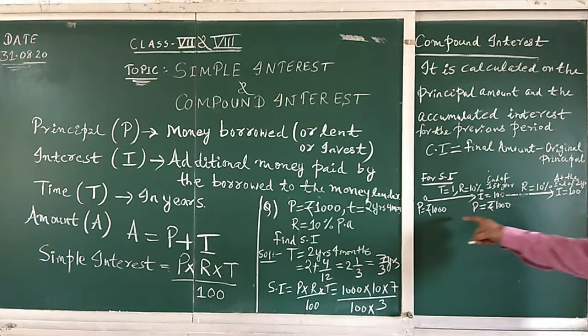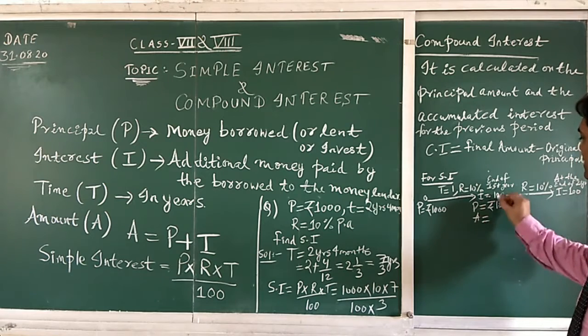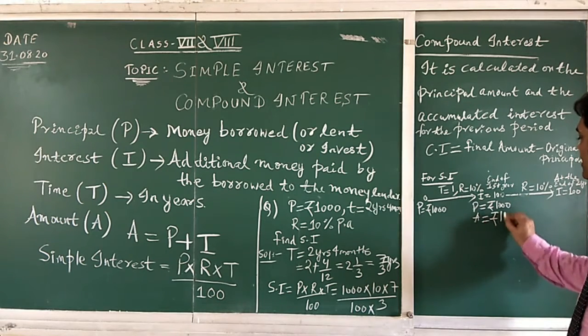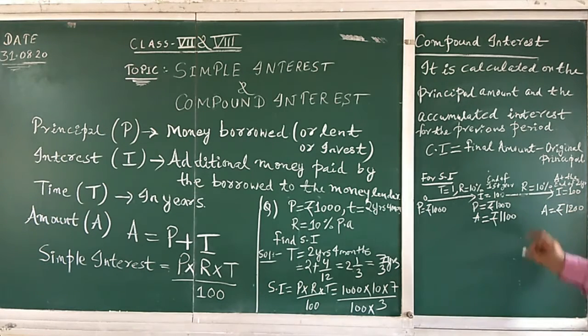Okay, so what we see is that the principal amount is the same. So what is the amount here? This P plus I becomes 1100. Here interest is 100 again, so the amount is 1000 plus 100, which becomes 1200 in simple interest.